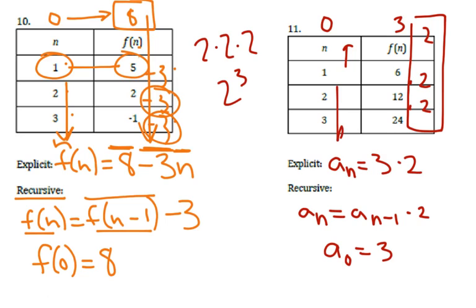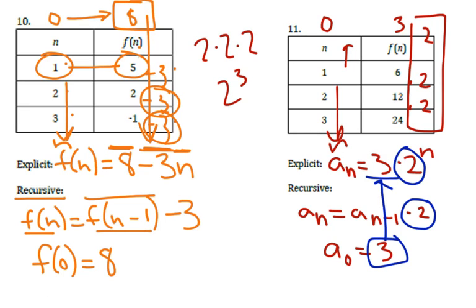So since we don't know how far we're going down, we put our variable up as an exponent of that 2. Okay, now just to remind you, the recursive and explicit are related. This times 2, the times 2, the 3, the 3. Even with our number 10, same idea, the minus 3, the 8. You can use the 1 to find the other, but that's the basic idea.